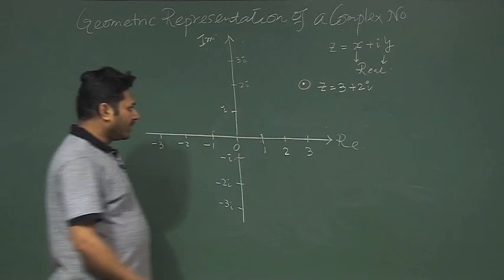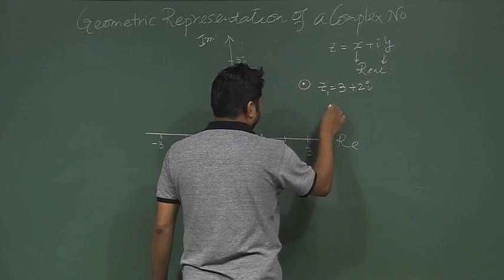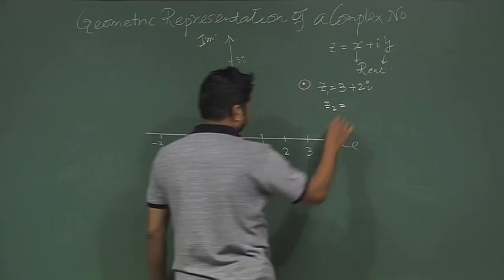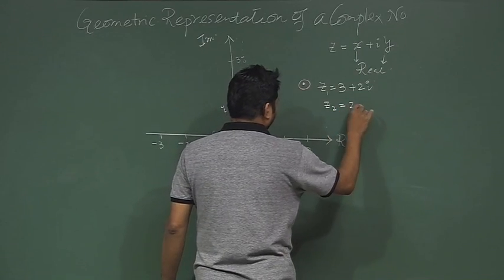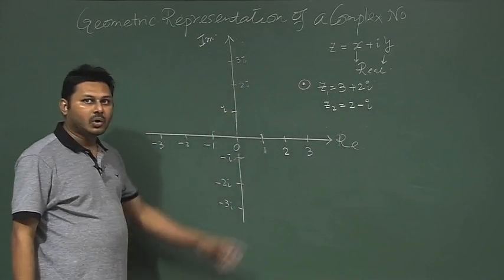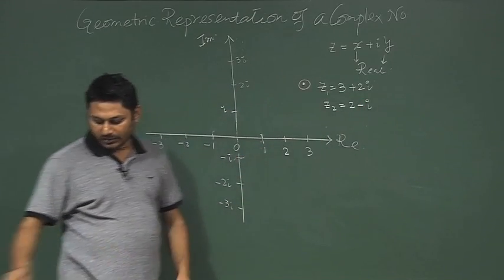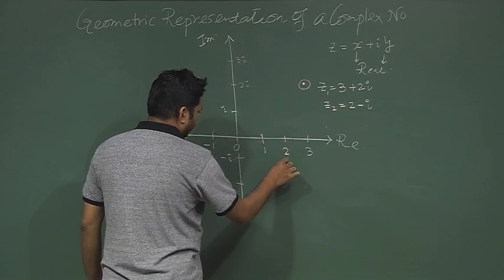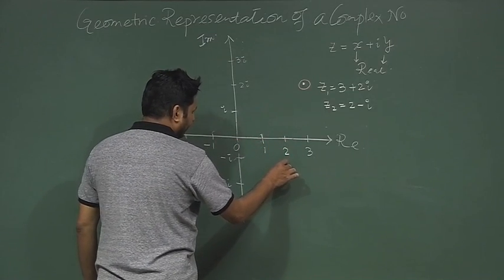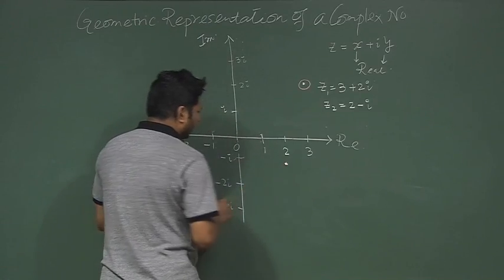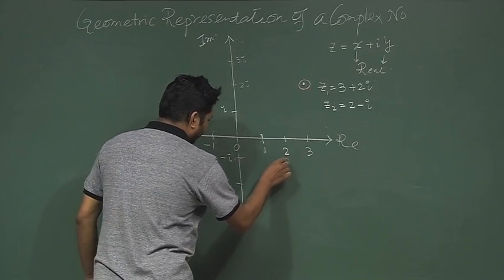Now, I want to find another point. This is z1, and another point z2, which is say 2 minus i. This is also another point. Where does the point locate? It is 2, and 1 downwards because it is minus i. So somewhere here, the point is here.